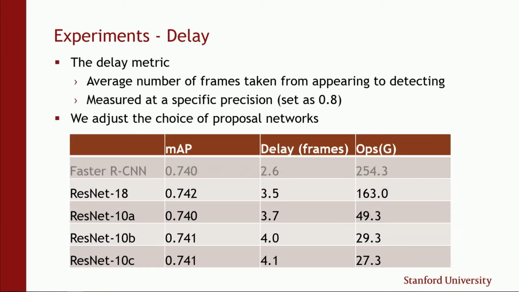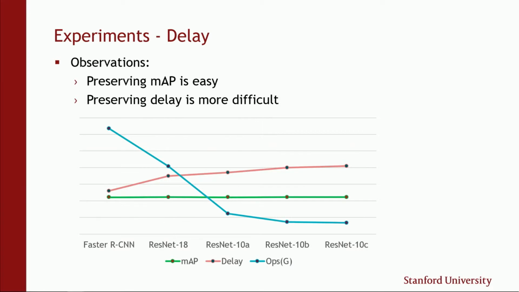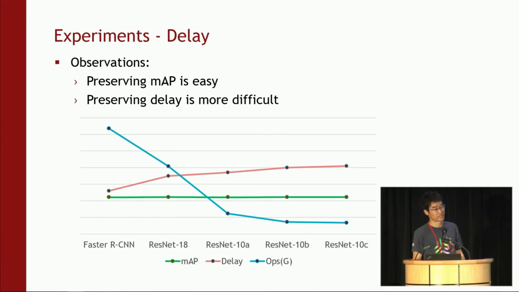In this experiment, we are going to show another metric, which is delay, and show how it correlates with the number of operations and the mAP metric. Delay is defined as the average number of frames taken from an object appearing to it being detected. We adjusted the choice of proposal networks, ranked them from the largest to the smallest, and show how it correlates with mAP.